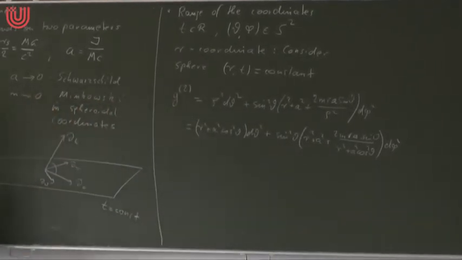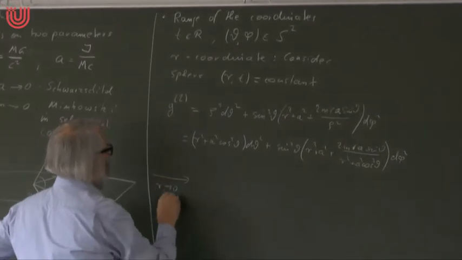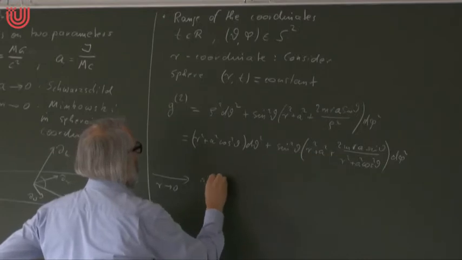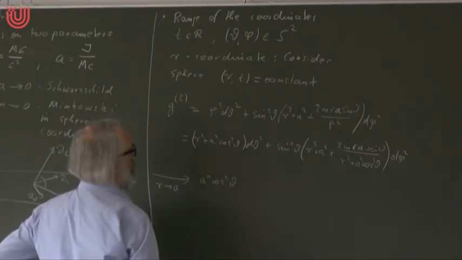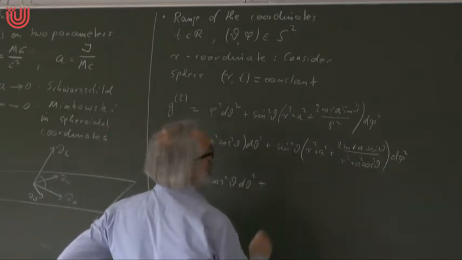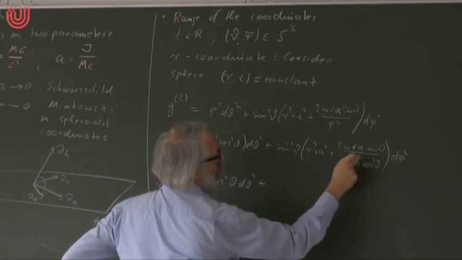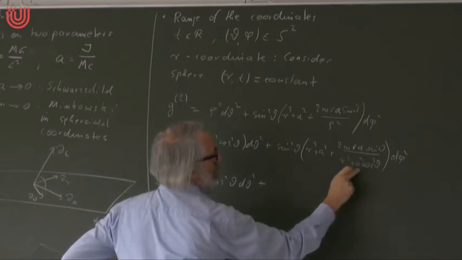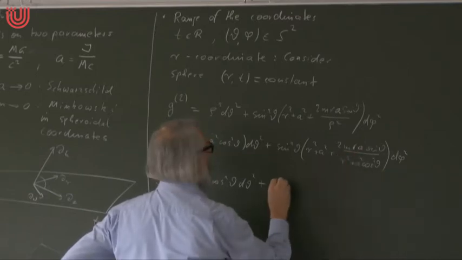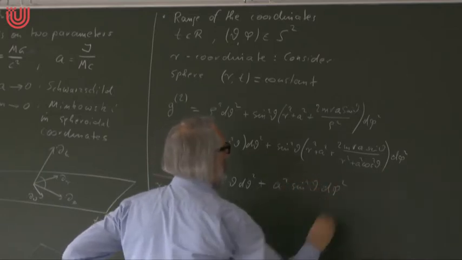And now let's see what this metric is doing for r to 0. Then we have a squared cosine squared theta d theta squared plus, this gives an a squared cosine squared theta in the denominator, but here I have an r. So this is also gone. I only have an a squared sine squared theta d phi squared.